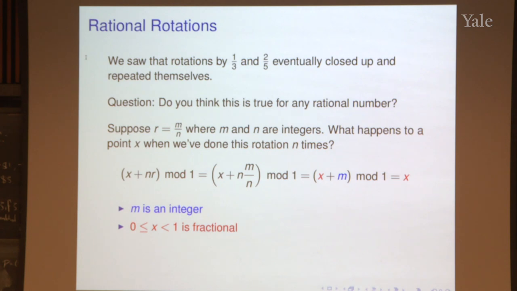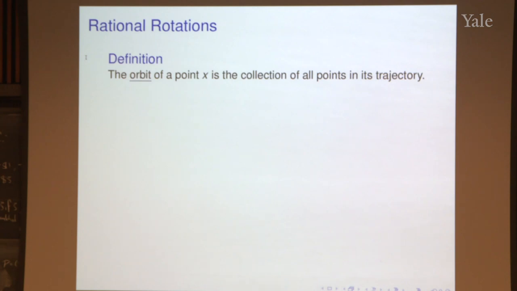So this is an integer plus something that's between 0 and 1. M is the whole part, and x is the fractional part. So what mod 1 does is it just returns x. And that's where we started. We started from the point x, we rotated n times, and we got back to the point x. So in fact, every rational rotation will eventually repeat itself. Every rational rotation will eventually come back to where it started.